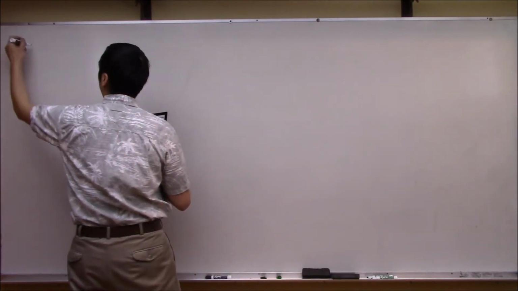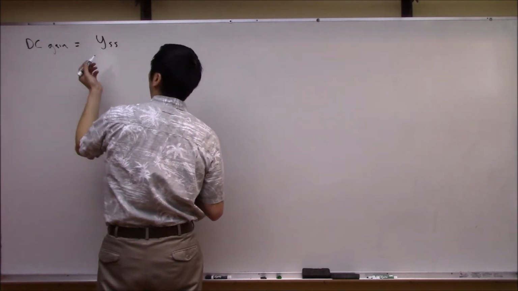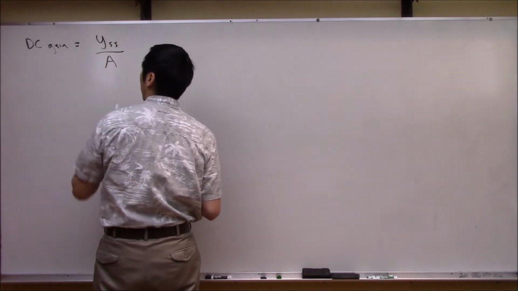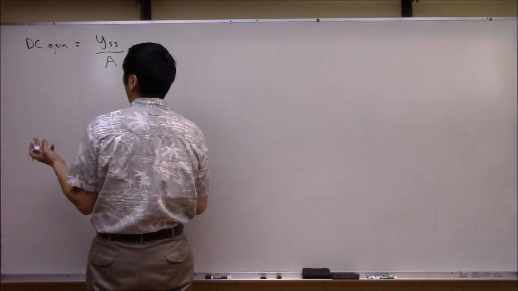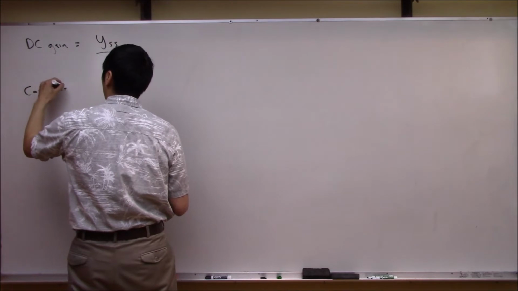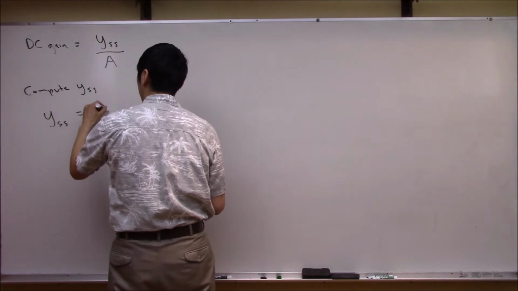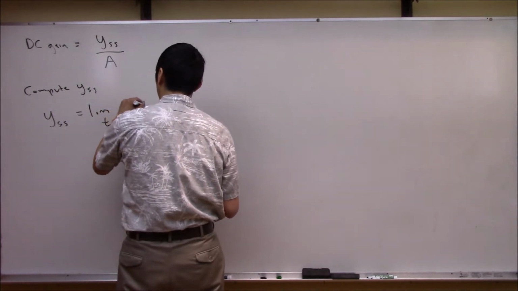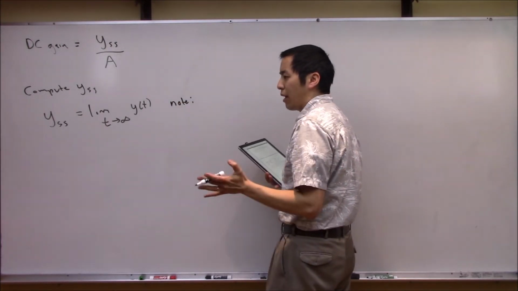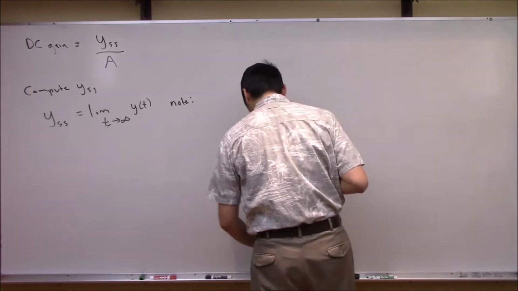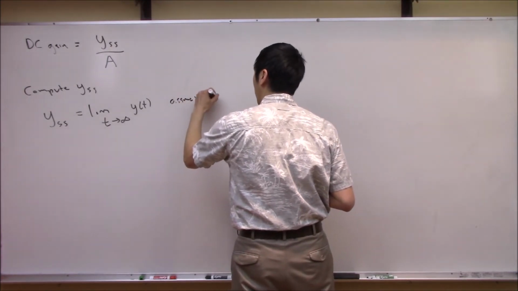We remember that the DC gain is basically your steady state output over the magnitude of your input, which we said was a step of magnitude A. So let's compute Y steady state. That's basically the limit as time goes to infinity of y(t). Let's assume that y(t) is bounded.